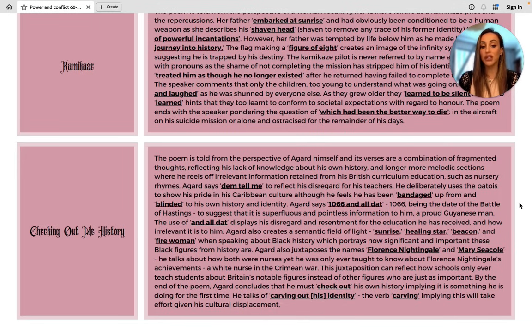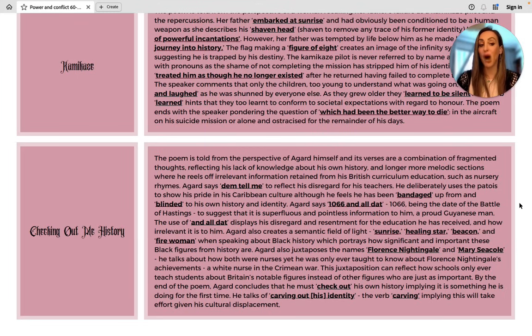Agard also juxtaposes the names Florence Nightingale and Mary Seacole. He talks about how both were nurses, yet he was only ever taught to know about Florence Nightingale's achievements, a white nurse in the Crimean War. This juxtaposition can reflect how schools only ever teach students about Britain's notable figures instead of other figures who are just as important. By the end of the poem, Agard concludes that he must check out his own history, implying it is something he is doing for the first time.